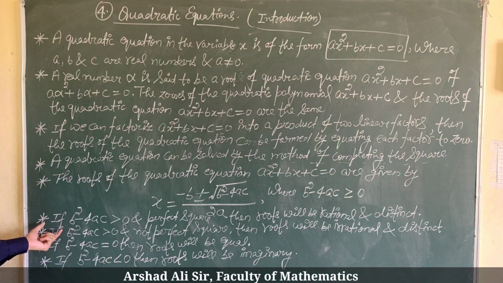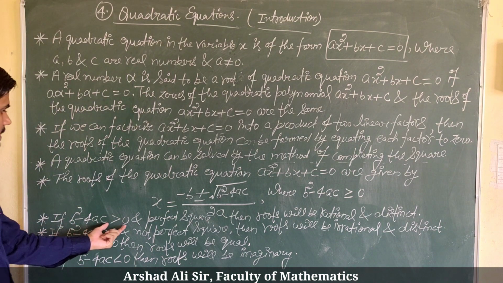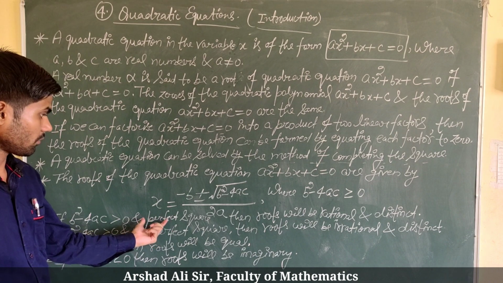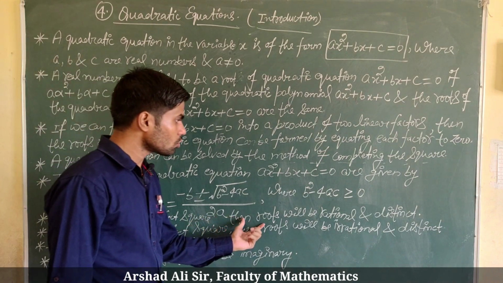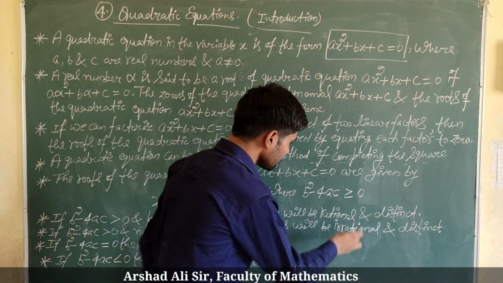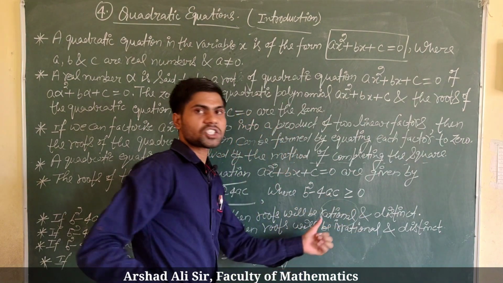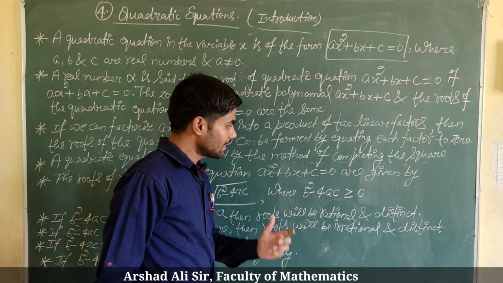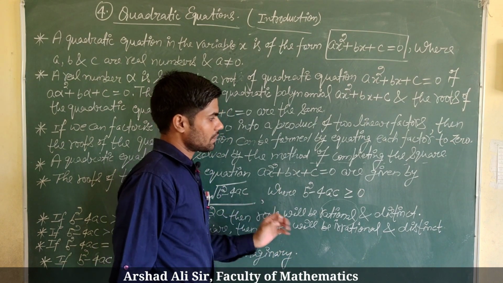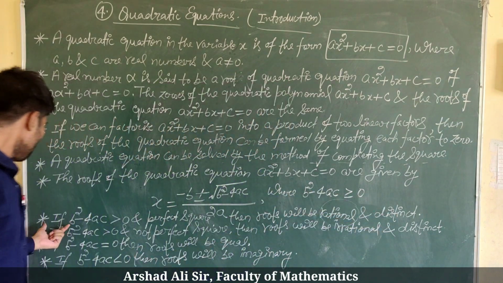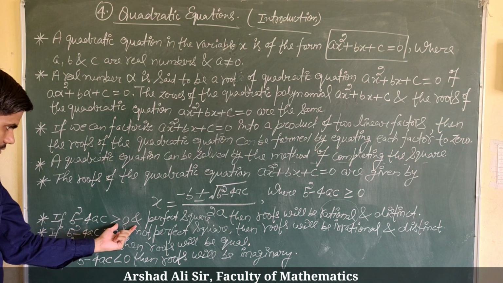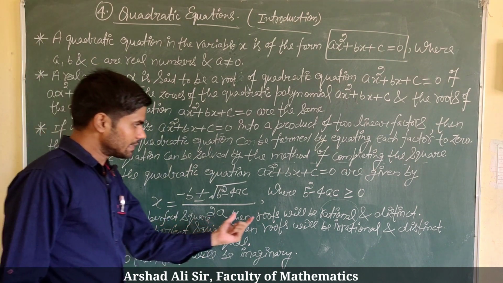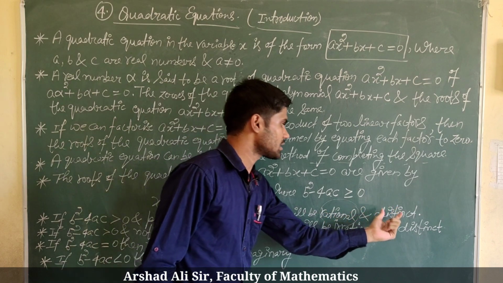Now we will read again. If b square minus 4ac is greater than 0 and a perfect square, then roots will be rational. Okay, you know what is rational? In the first chapter, real numbers, we have studied all the things: what is a real number, what is an irrational number, rational number. If b square minus 4ac is greater than 0 and a perfect square, then roots will be rational and distinct.